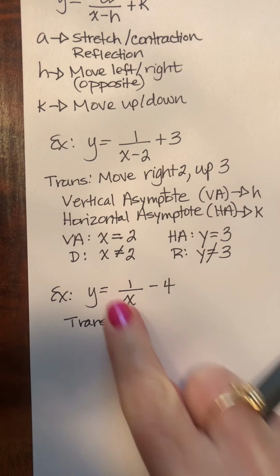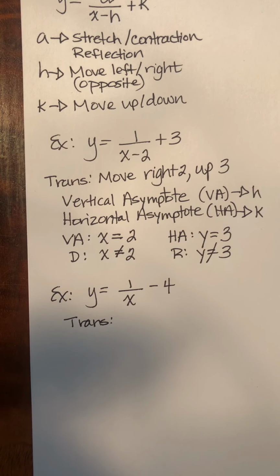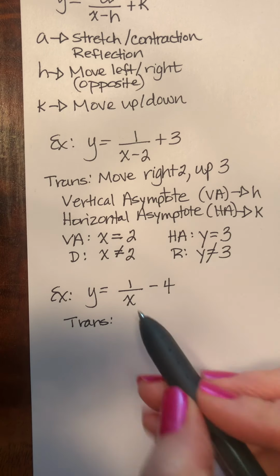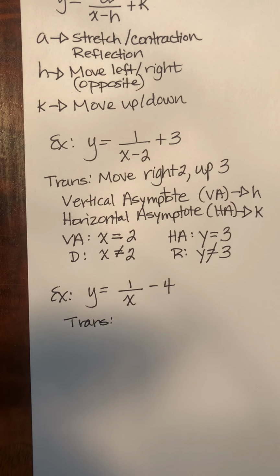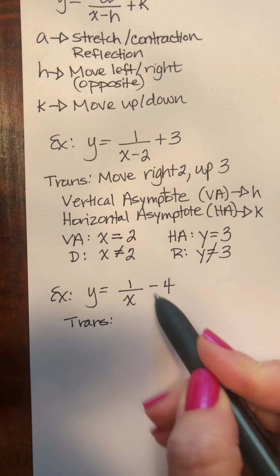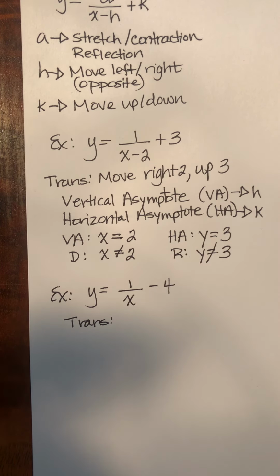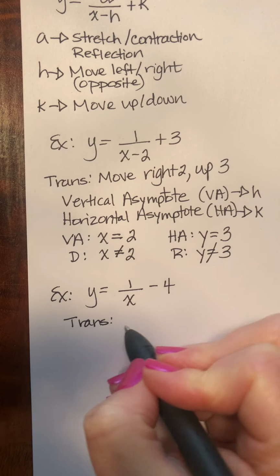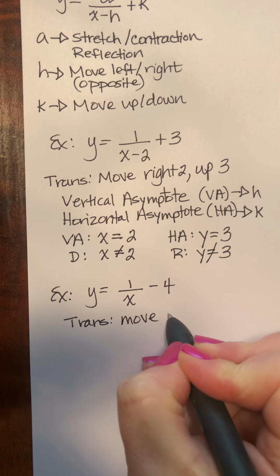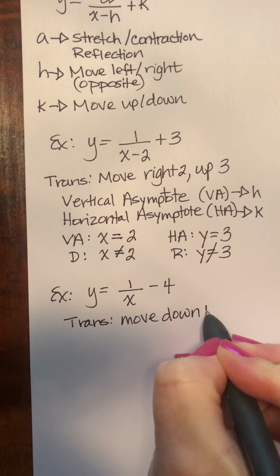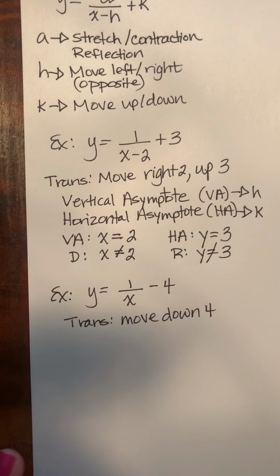There is no negative in front of the fraction, so there's no reflection. A is 1, so there's no stretch or no contraction. And there's not even an h with the x, so there's no move left or right. The only thing we have is this k, and that is a -4, so we're going to move down 4. And that's it for your transformations.